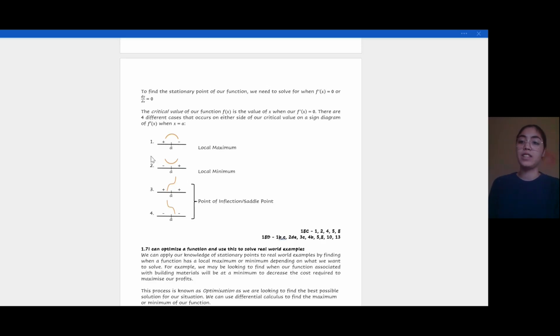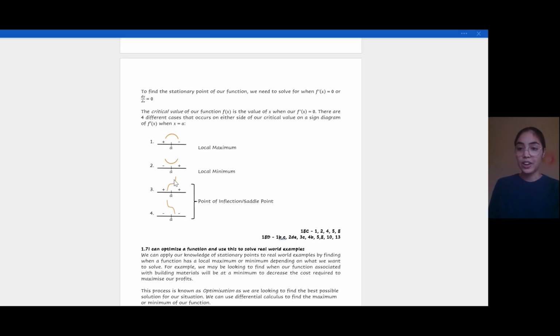So plugging in, we found that on the left-hand side of my critical value, the derivative value was negative, so I'm decreasing. I get to my stationary point, and then I've plugged in some more values, and I found that my derivative function on the other side of my critical value is positive, so I know that my original function is increasing. So we've got our local minimum here.